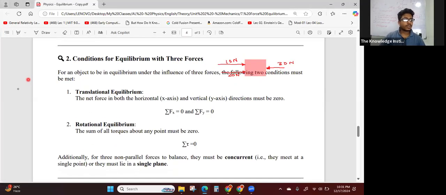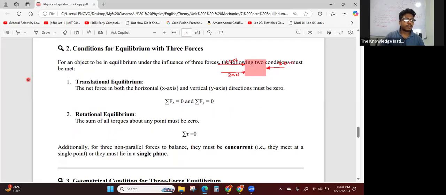So for three non-parallel forces to balance, they must be concurrent. That is, they meet at a single point, or they must lie in a single plane. Actually, you should write up to here, because in our syllabus we study only coplanar forces, right? We don't discuss 3D forces and all. So therefore, you have to write this condition for equilibrium with three forces.